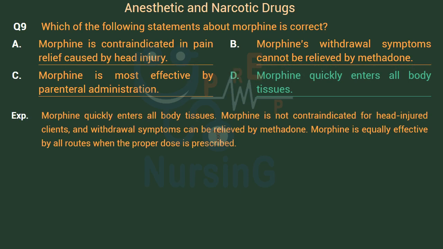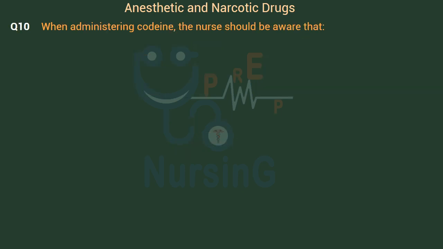Morphine quickly enters all body tissues. Morphine is not contraindicated for head-injured clients, and withdrawal symptoms can be relieved by methadone. Morphine is equally effective by all routes when the proper dose is prescribed.